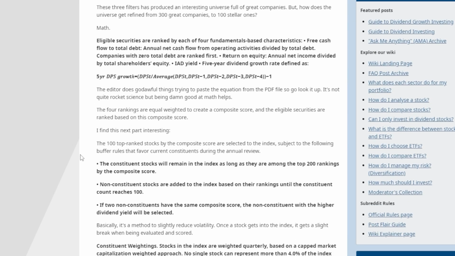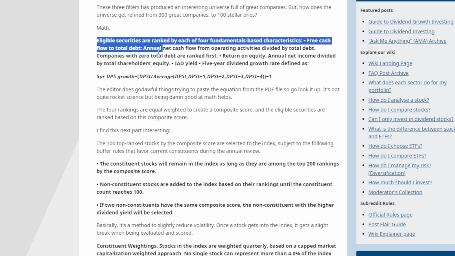Now, the way that this works is math. Eligible securities are ranked by each of 4 fundamental-based characteristics: free cash flow to total debt, which is annual net cash flow from operating activities divided by total debt.